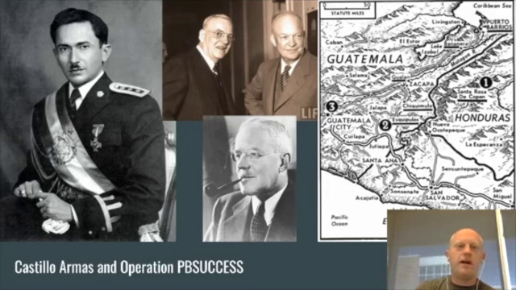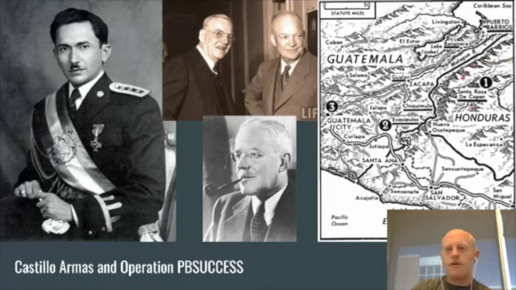Armas, he was a member of the Guatemalan opposition who had been educated in the United States, so he had connections to the US. He was interested in opposing Arbenz in the 1950s, and he was tapped by the CIA to lead an insurgency against the Arbenz government. This is a map from the period.